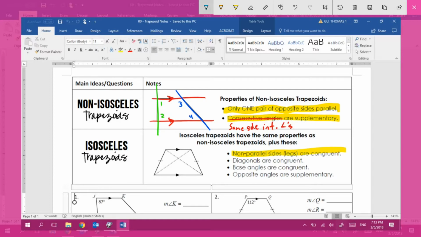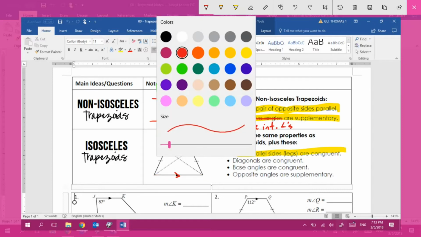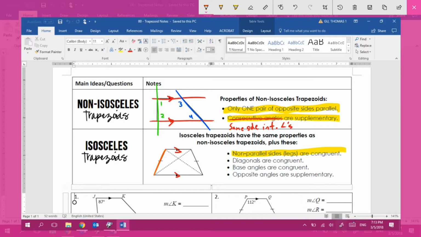Remember, we have two parallel sides in a trapezoid. So in this picture, it's going to be the top line and the bottom line. These two sides are parallel. So the non-parallel sides are going to be congruent. In this picture, it's going to be this side right here and this side right here. These are congruent. That's going to make it an isosceles trapezoid. Well then, if those two sides are congruent, then the diagonals are also congruent. That's going to be this line right here and this line right here. Those diagonals will also be congruent.